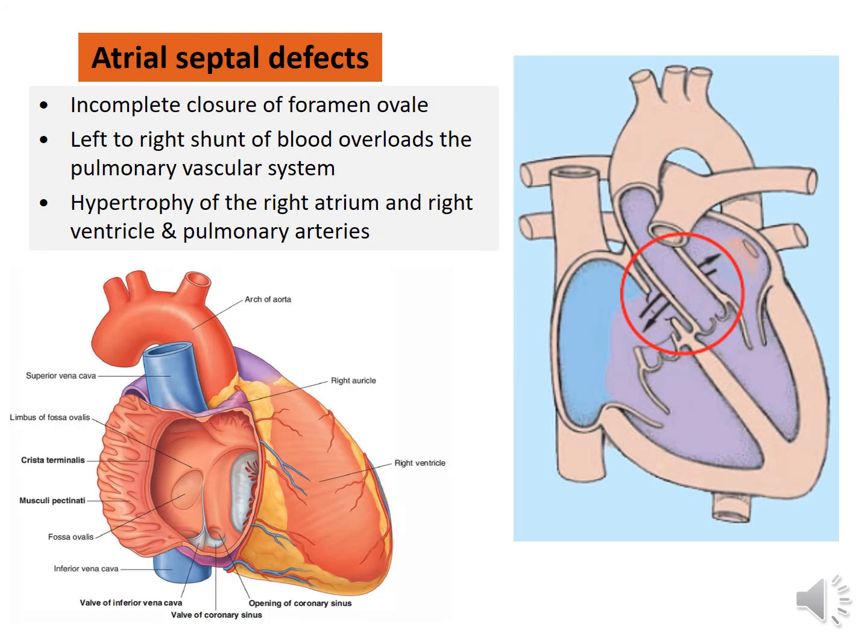Hope you understood. As I mentioned in the previous slide, in few infants the foramen ovale remains. So this incomplete closure of foramen ovale causes shunting of blood from left atrium to right atrium. This overloads the pulmonary vascular system. Subsequently, it causes hypertrophy of your right atrium, right ventricle, and also the pulmonary arteries. So altogether it is called atrial septal defects.